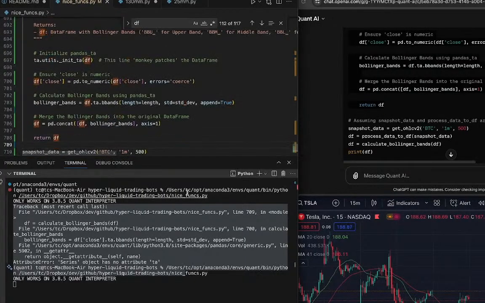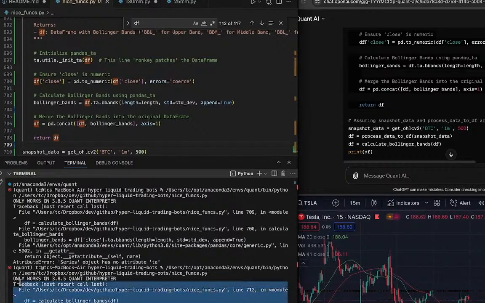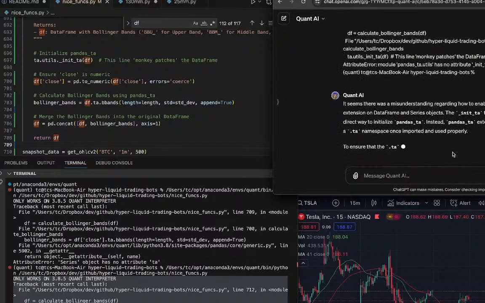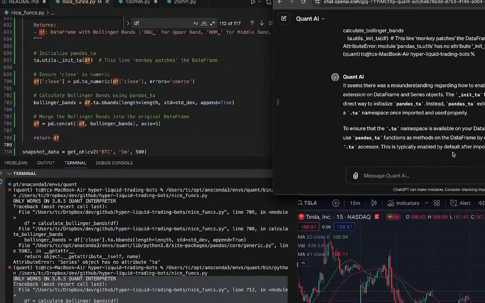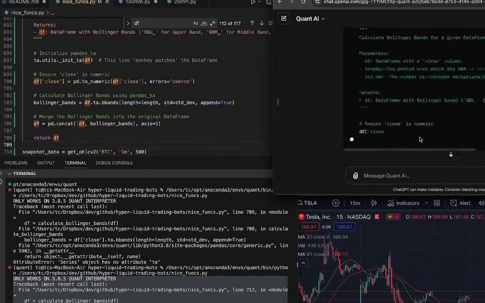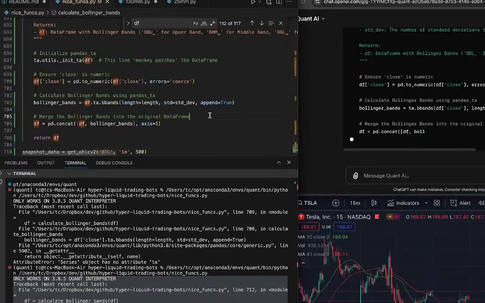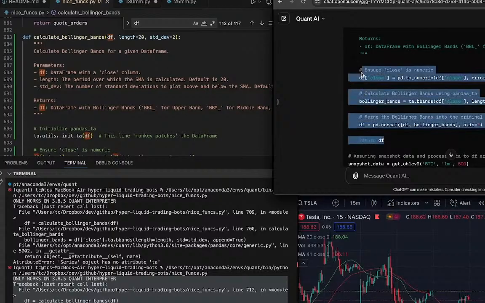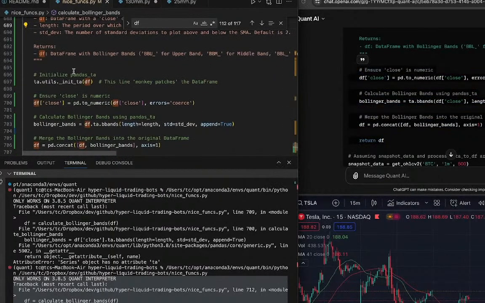Probably can. Let's see if this runs. Now it has no init called. Now I get this. So df.ta. To ensure the TA namespace is available in your DataFrame, you should directly use pandas TA functions. I think this just went back to the old one, but we'll see.